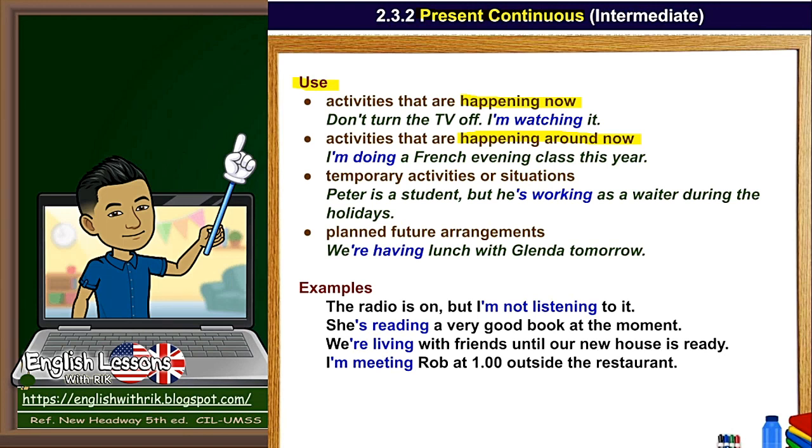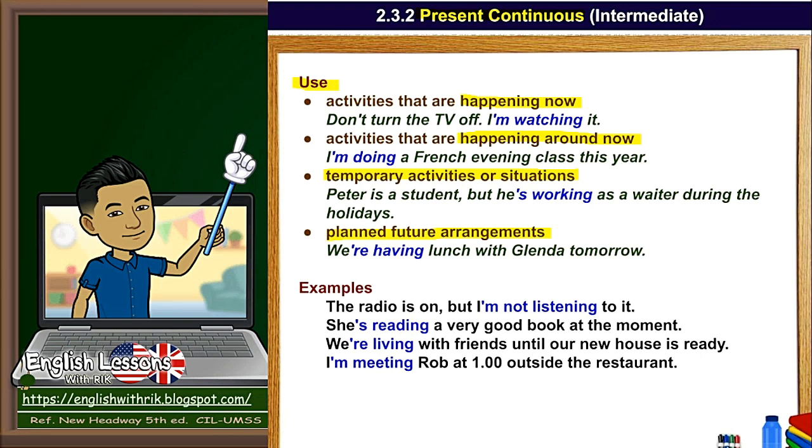Temporary activities or situations. Peter is a student, but he's working as a waiter during the holidays. Planned future arrangements. We're having lunch with Glenda tomorrow.